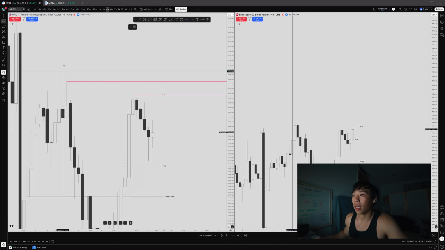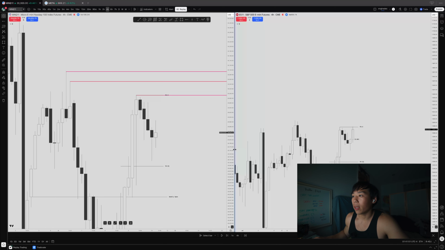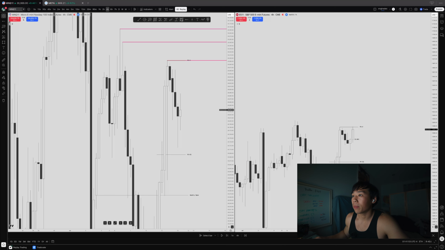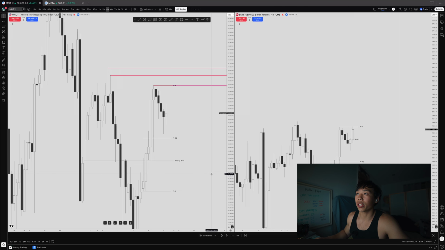So I'm scaling down to the 4-hour, and what do I see? I see here that we have some highs, potential highs as draws on liquidity, right? So I'm just gonna mark out all of these highs here, and we also have this 4-hour gap here that we recently inversed. So that's a good indication for signs of bullishness.